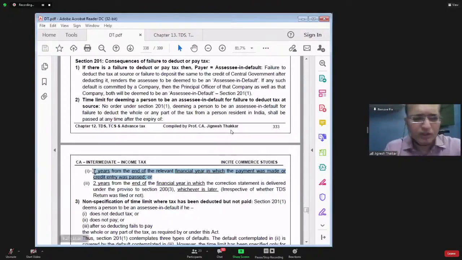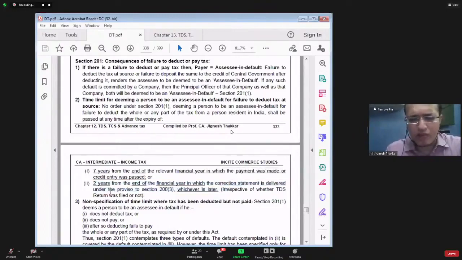What is that time? 7 years from the end of the financial year in which credit or payment entry is passed in the books of account of payer, or 2 years from the end of the financial year in which correction statement is delivered. Correction statement means payer has to file the TDS return. If there is some mistake in that TDS return, then payer can file the new TDS return after rectifying the mistake. That new TDS return is called as correction statement. So 2 years from the end of the financial year in which that correction statement is filed.